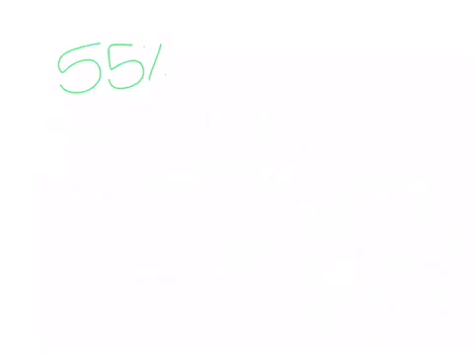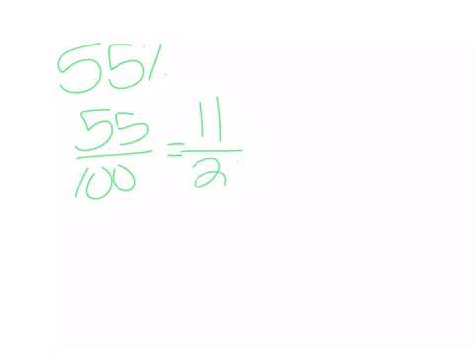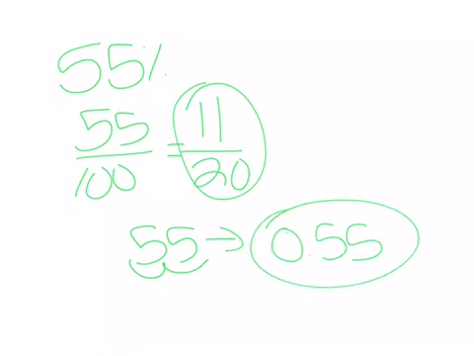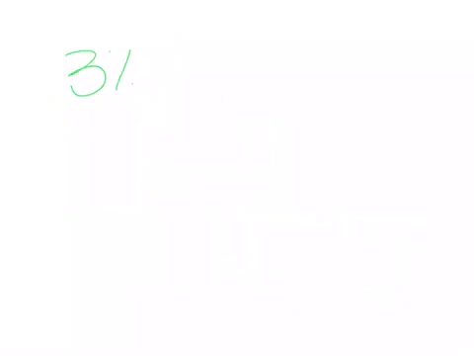For this next one, we have 55%, so 55 hundredths. Simplifies down, divide both by 5 to 11/20. Then we have 55%, move your decimal back to the left, and you have 55 hundredths as your decimal. Try the next on your own and then come back to the video and let's see how you do.